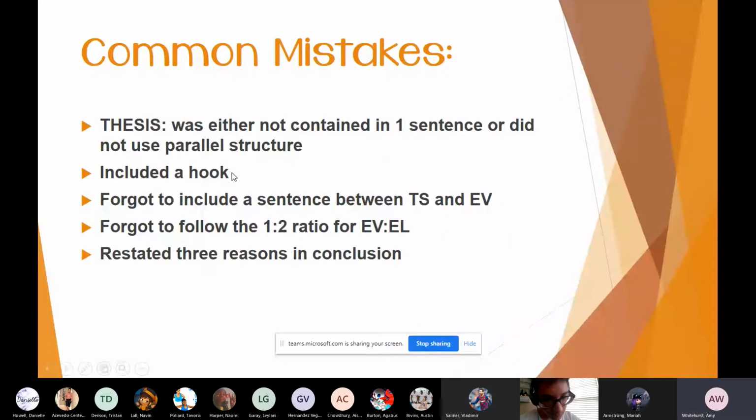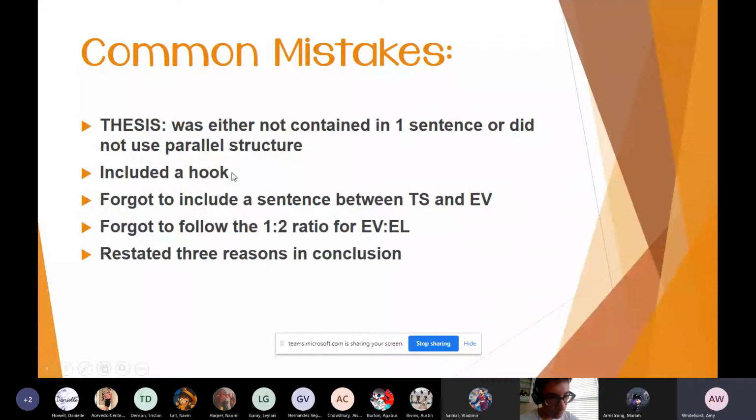A question you might be having right now is, if I don't have a hook, what should I do instead? Right? Exactly. Alexander commented that. So a question you might be having is, well, if I don't have a hook or if I don't have an attention grabber, what do you want me to do instead? We will go over that a little later on today.